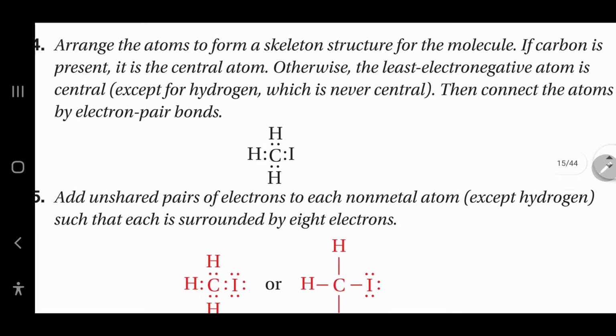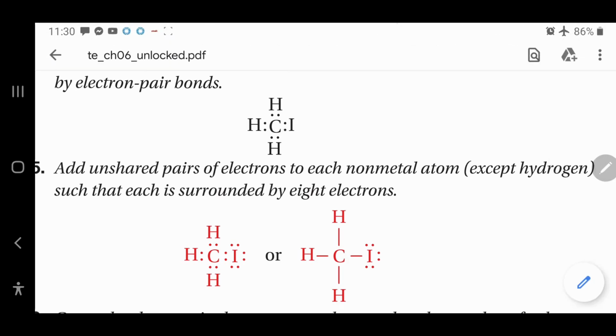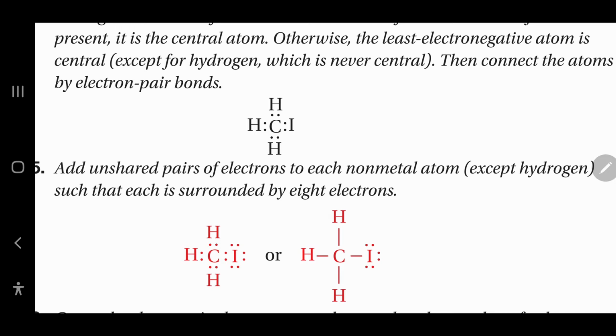Then connect atoms by electron pair dots. We draw carbon in the center, then we arrange the other atoms around carbon, and put 2 electrons in each side to form the bond. So now here we have 4 bonds with 8 electrons.